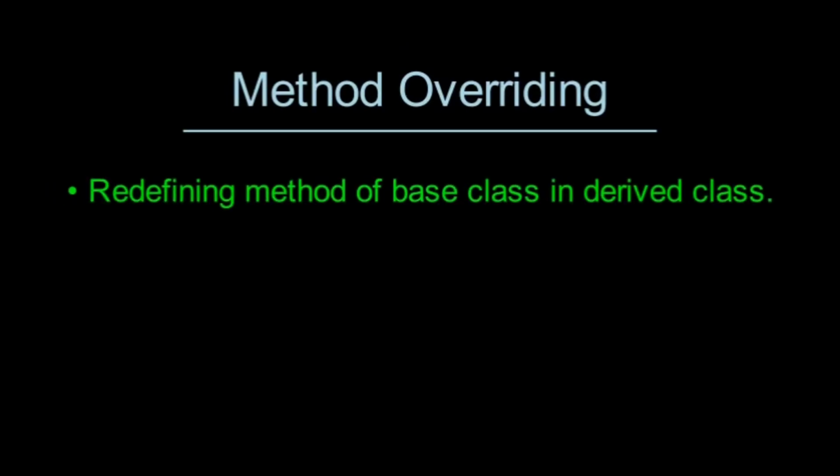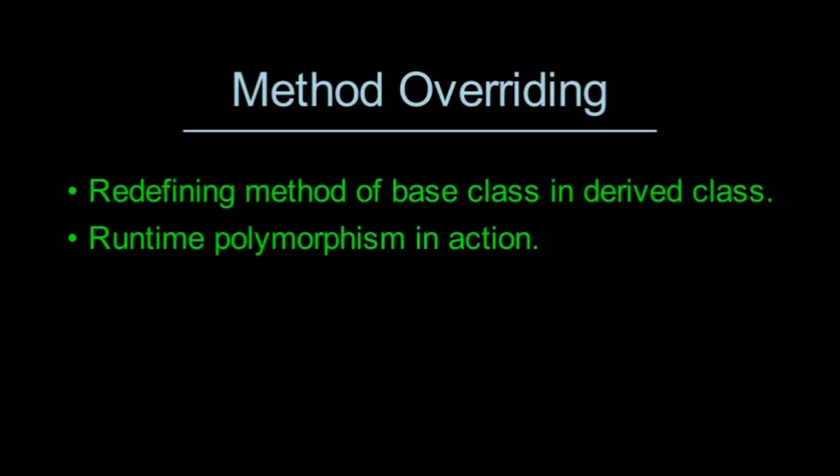Method overriding allows a subclass to provide a specific implementation of a method that is already defined in its parent class.